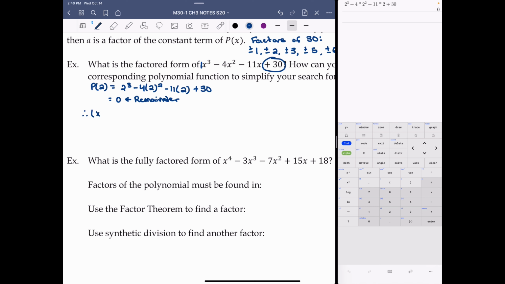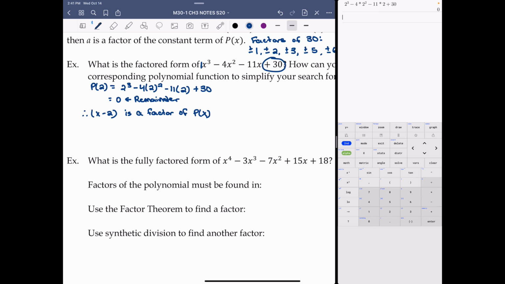Therefore, if we take the a value of 2 and put it back into the general form of our binomial divisor, which is x minus a, then x minus 2 is a factor of p of x. We want the factored form of p of x, so we know now that x minus 2 is a factor. So let's divide p of x by x minus 2 using either long division or synthetic division. I'm going to do synthetic division.